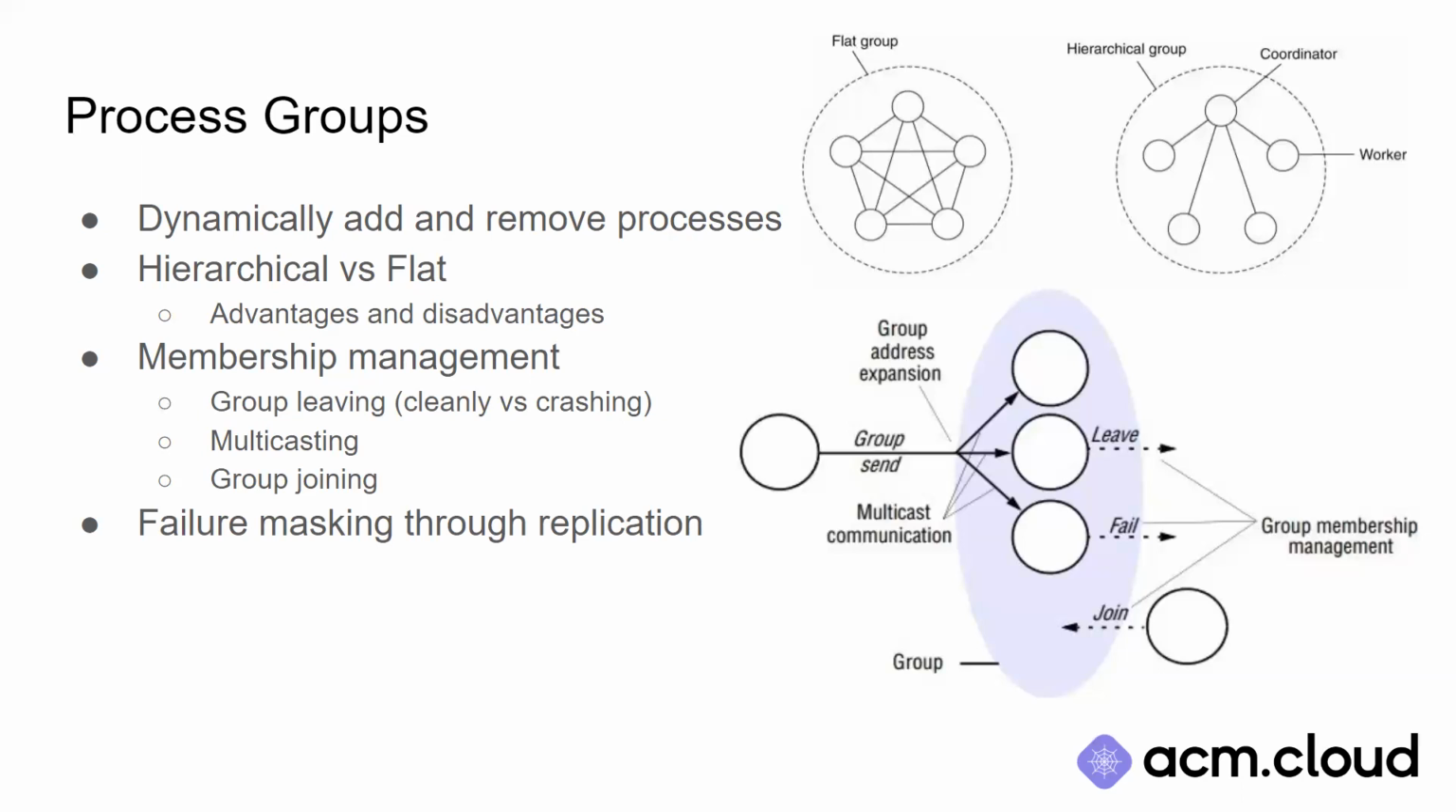Another way is multicasting. So you basically just have a client multicast to a bunch of processes, and then they handle it from there. And so this is a diagram where the client sends a message to three of these nodes in the process group. And then, maybe one leaves, one fails, you still have one that can handle the request.